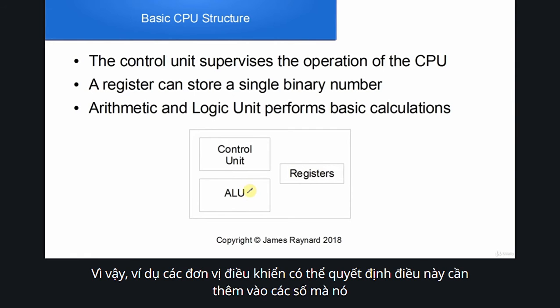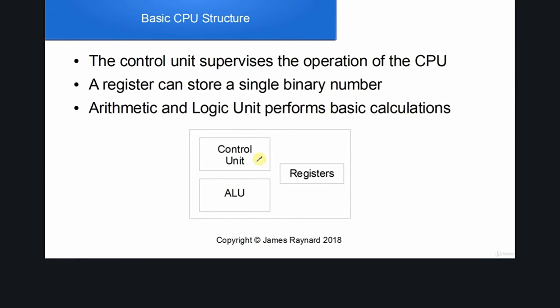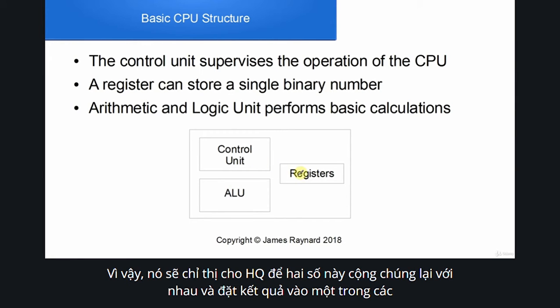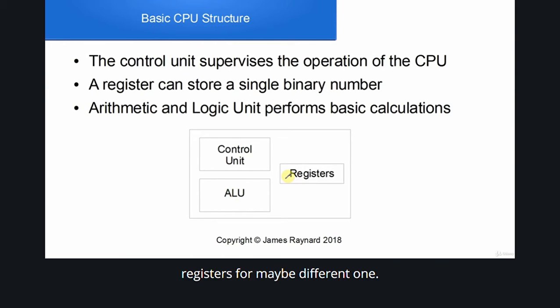So for example, the control unit could decide that it needs to add together 2 numbers which are in registers. So it'll instruct the ALU to get these 2 numbers, add them together and put the result in one of the registers, or maybe a different one.